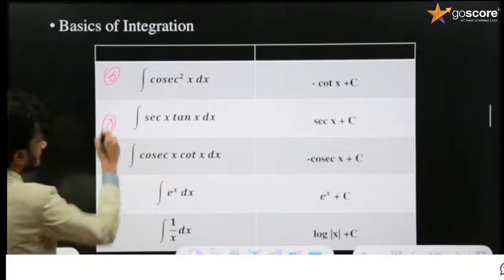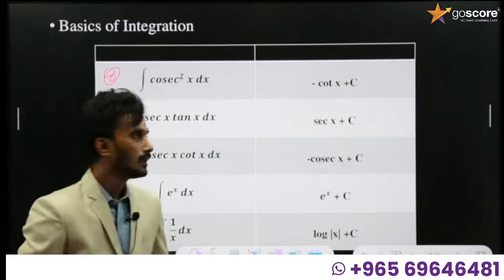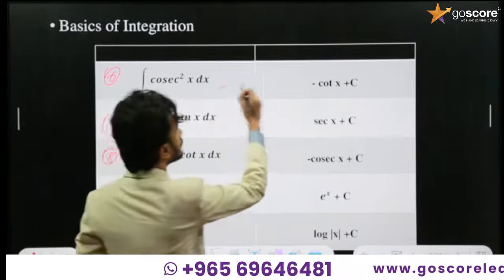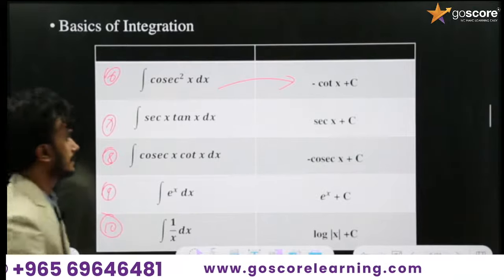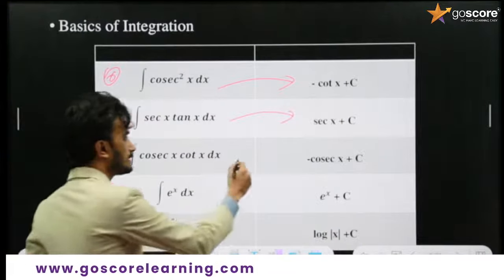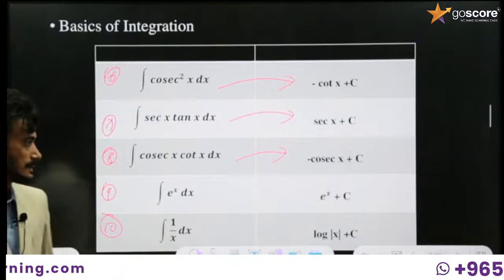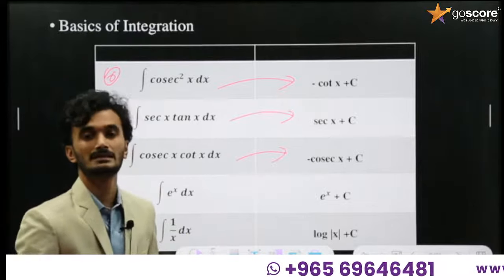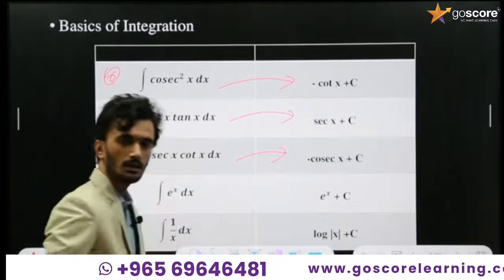Next one, sixth. Integral of cosec square x is minus cot x. Then integral of sec x into tan x is sec x. Then eighth one, integral of cosec x into cot x is minus cosec x. Then, as we know, the differentiation of e raised to x is e raised to x, right?